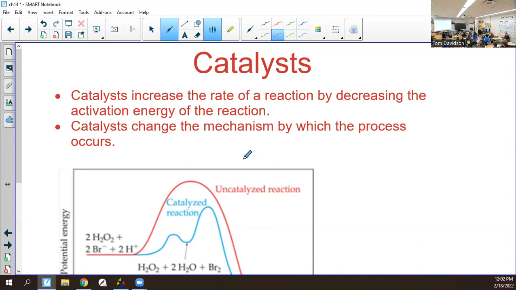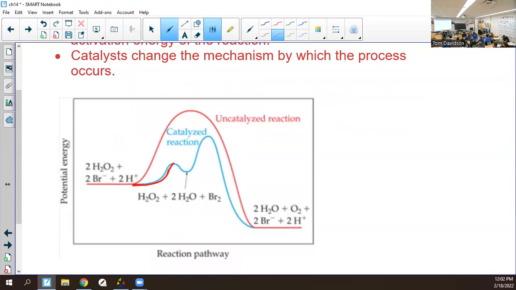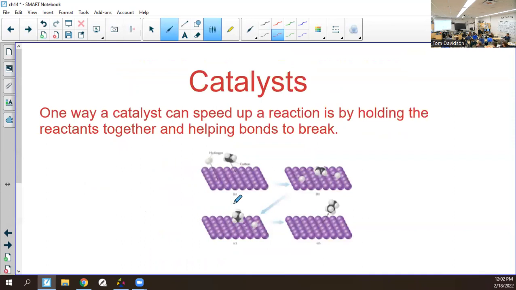Okay. Anyway, so catalysts change the mechanism by which the process occurs. So if we can change how it does this, we can lower the activation energy and thus get the reaction to happen faster. You okay with that? All right. One way a catalyst can speed up a reaction is by holding the reactants together and helping bonds break. Easy enough.